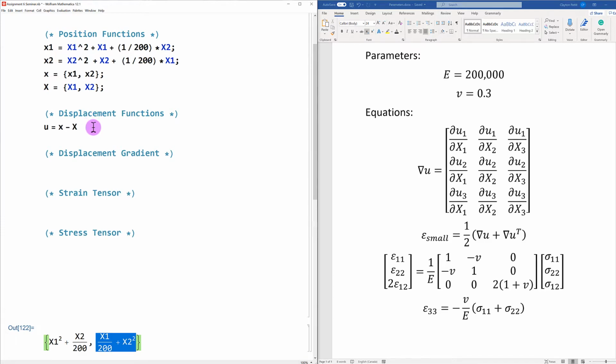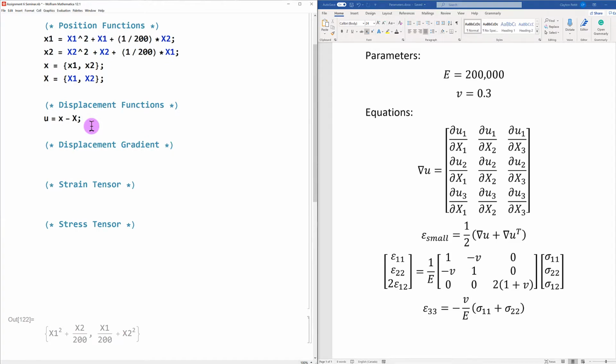If I didn't put them as vectors, I can still calculate it as u1 is equal to small x1 minus big X1, and then u2 is equal to small x2 minus big X2. I'm just trying to save myself a little bit of space. This is how I do it. So that's how we find the displacement functions. As you can see, this section is pretty small, nothing really going on because most of it's already defined above. Now, the displacement gradient.